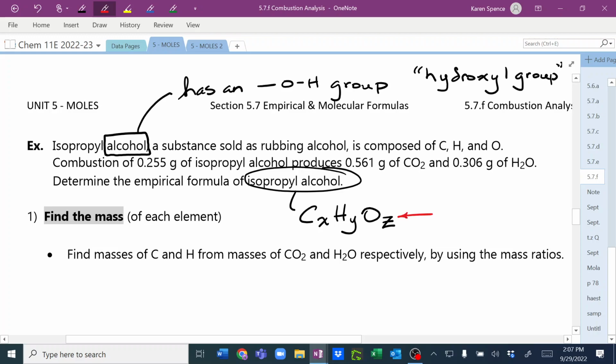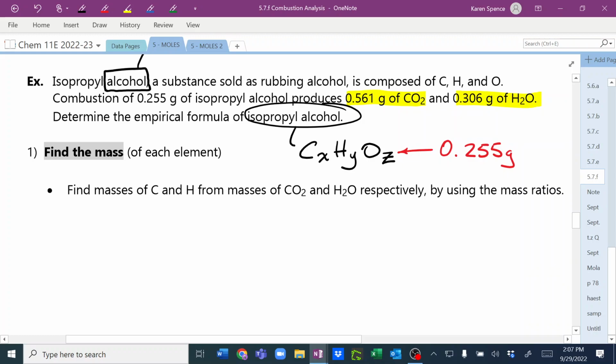How much of that stuff do we have? Read your question. 0.255 grams. That's how much we have. And we know that we also have a certain amount of CO2 and a certain amount of H2O. So we're finding the mass of each element.